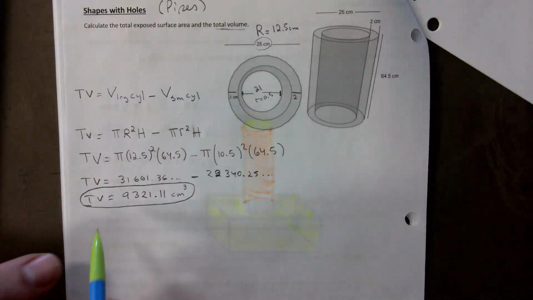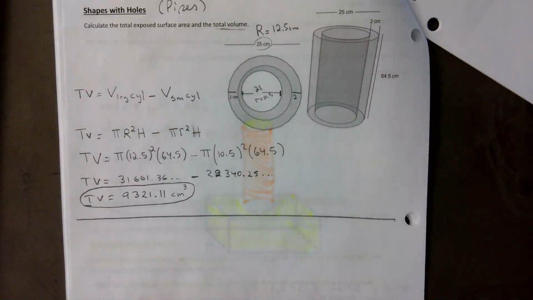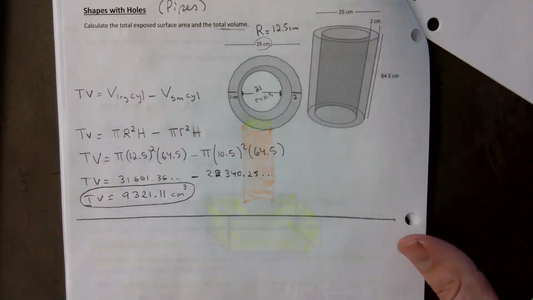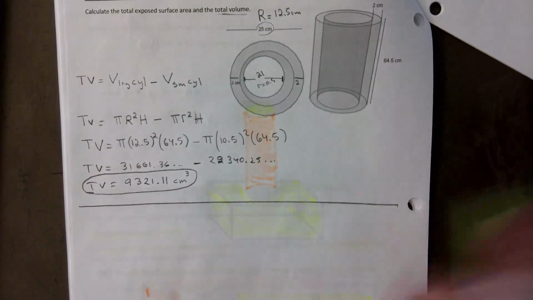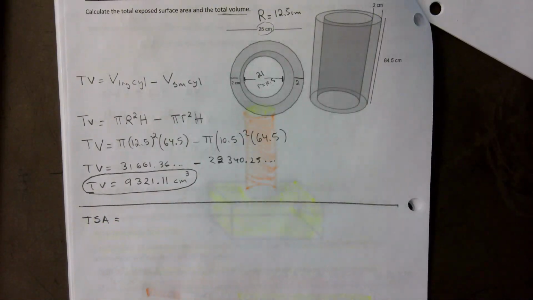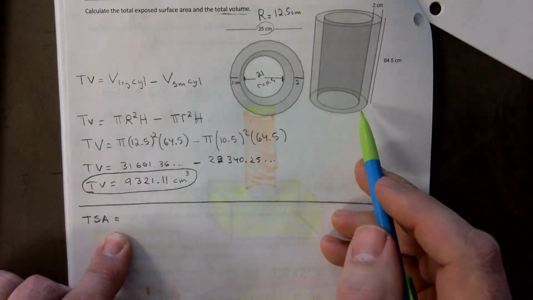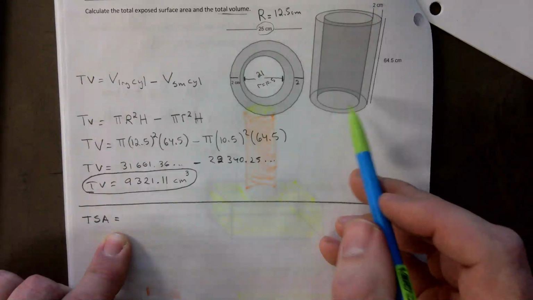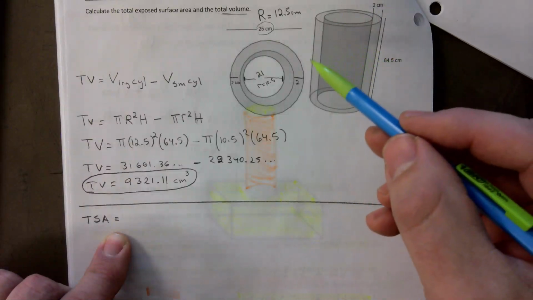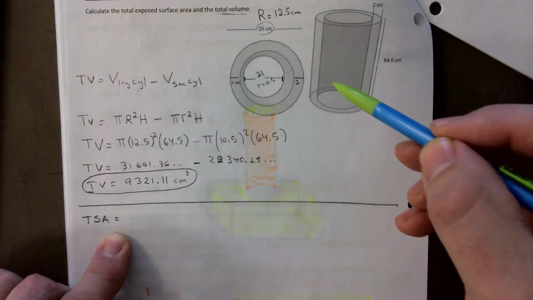Now surface area. Are you ready for this one? Surface area is going to be tougher. Here we go. TSA. Let's look at it. So we want everything on the outside, okay? The whole thing wrapped around the outside.